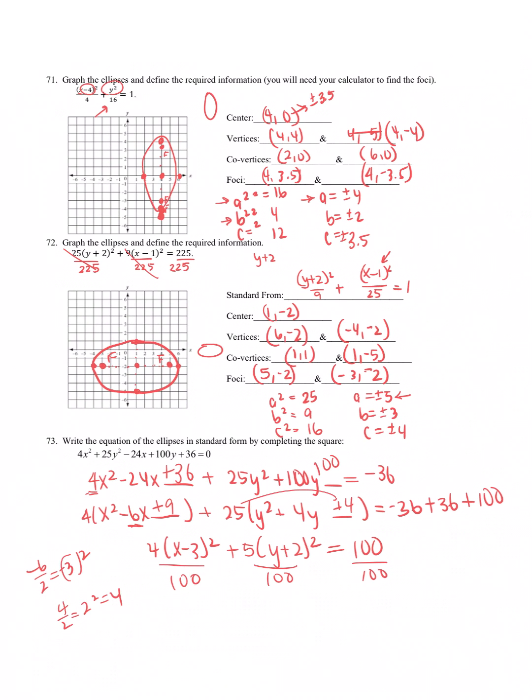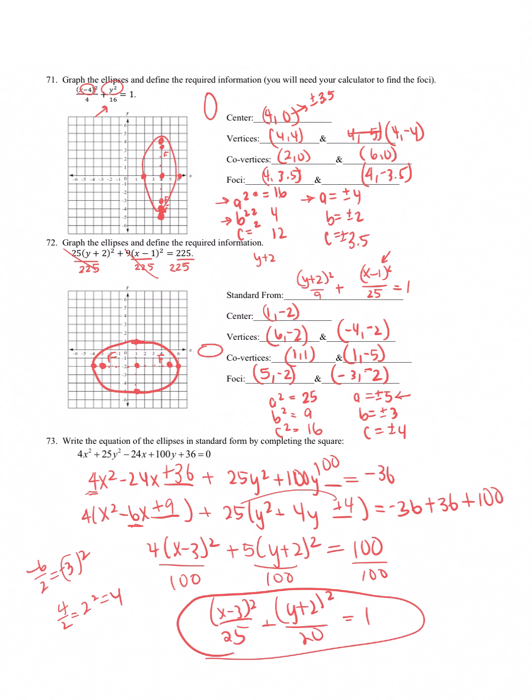And what we now get is (x minus 3) squared over 25 plus (y plus 2) squared over 20 is equal to 1, and that's our equation in standard form.